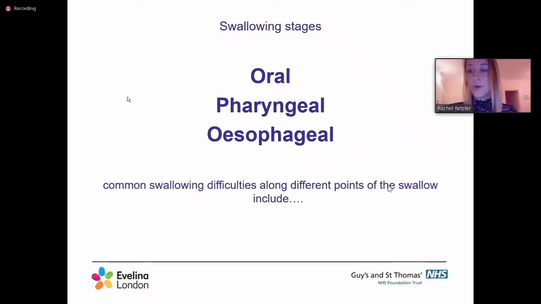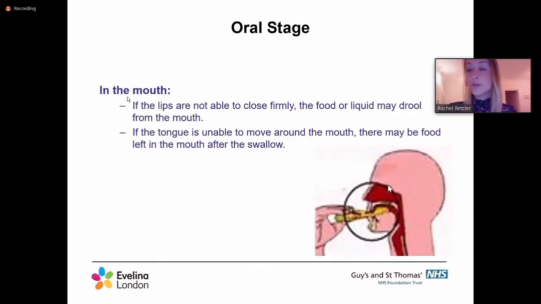There are 3 stages of the swallow, including the oral, pharyngeal, and esophageal phases. Some common swallowing difficulties along different points of the swallow can include during the oral stage, a child might have difficulty if the lips are not able to close firmly. This may be impacted by low tone, and a child may have difficulty with keeping food or liquid in the mouth. Same with babies and infants with feeding.